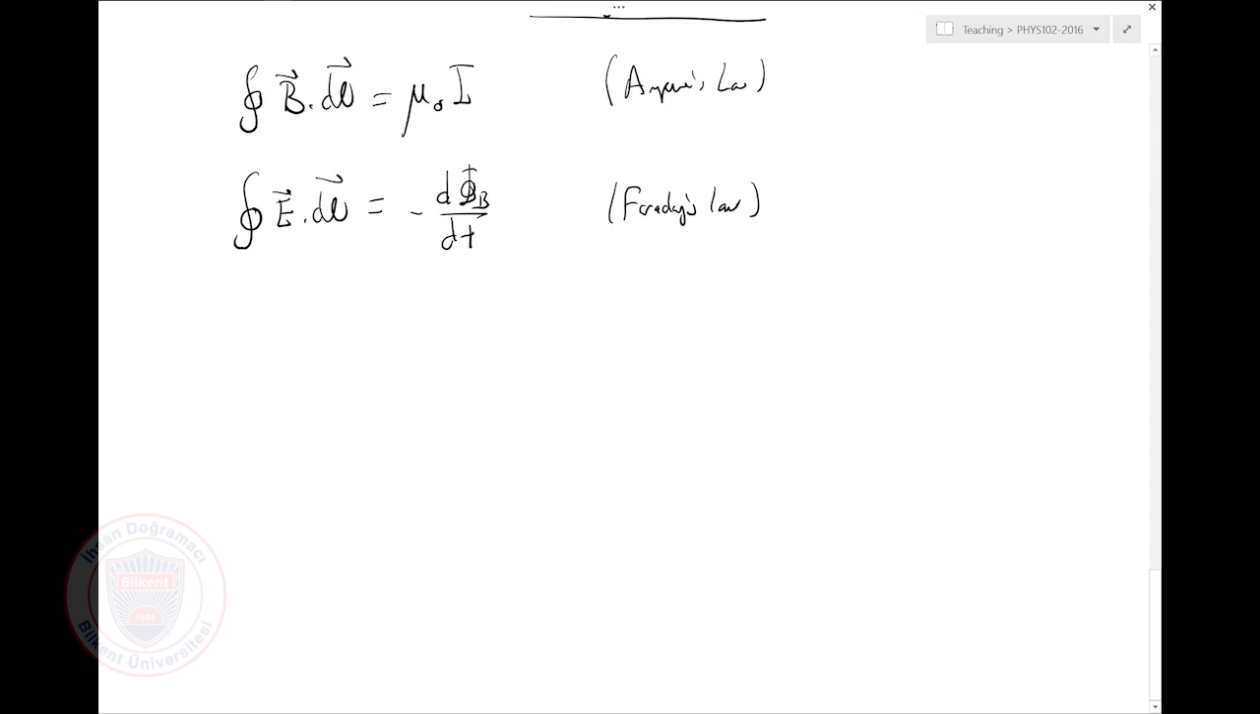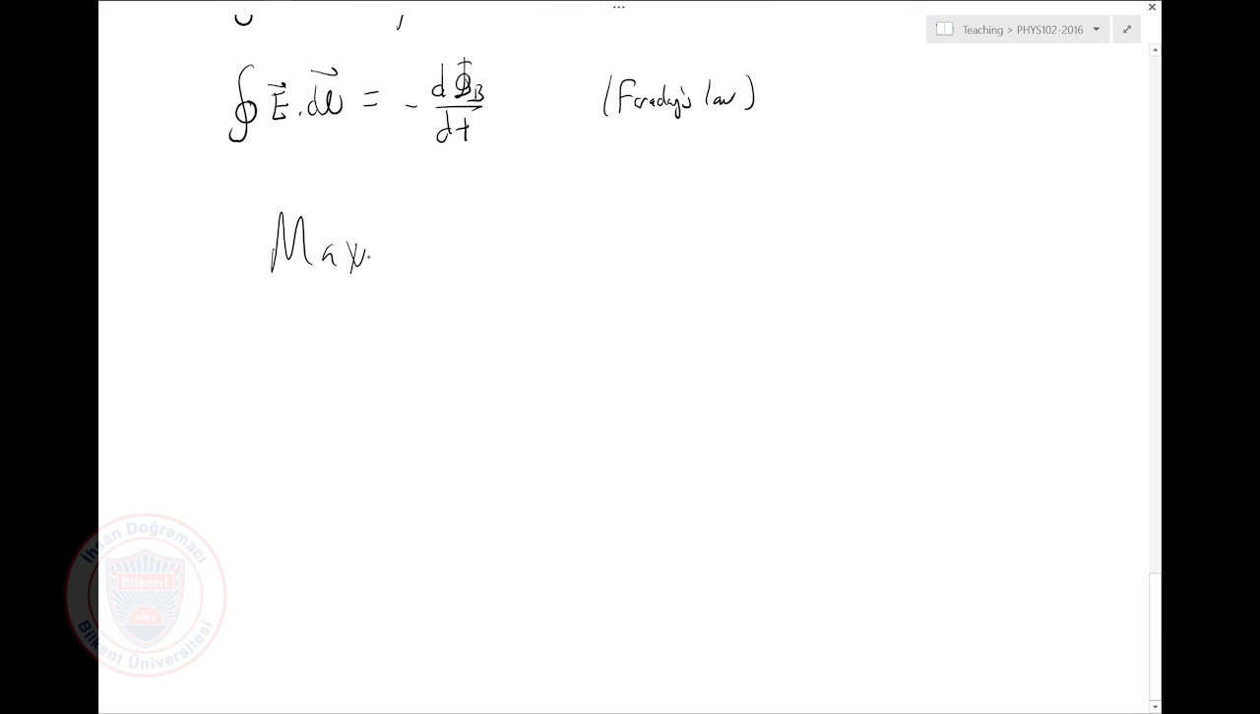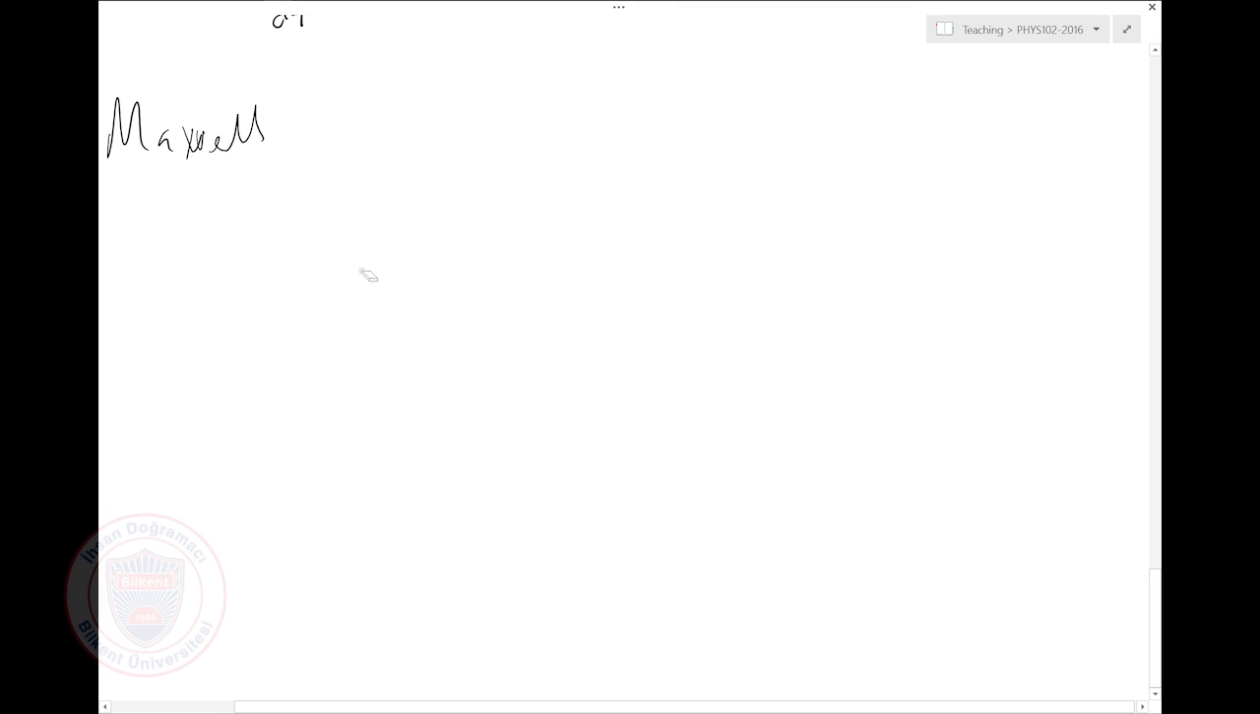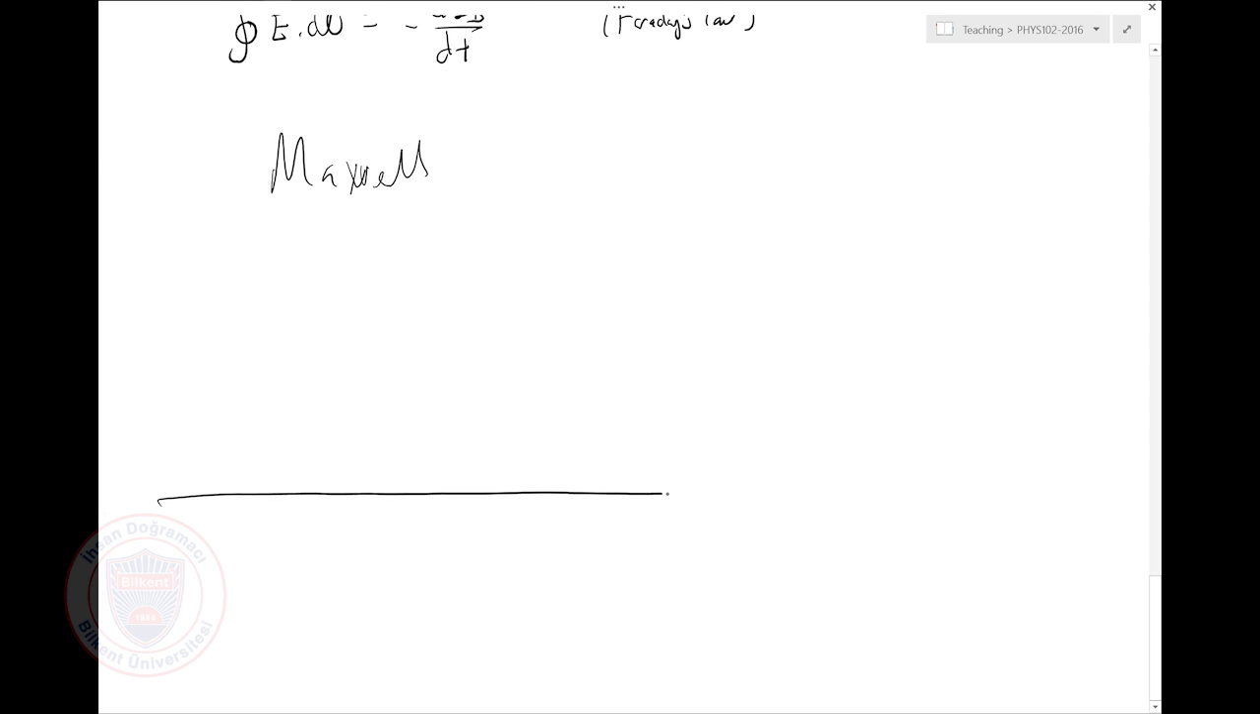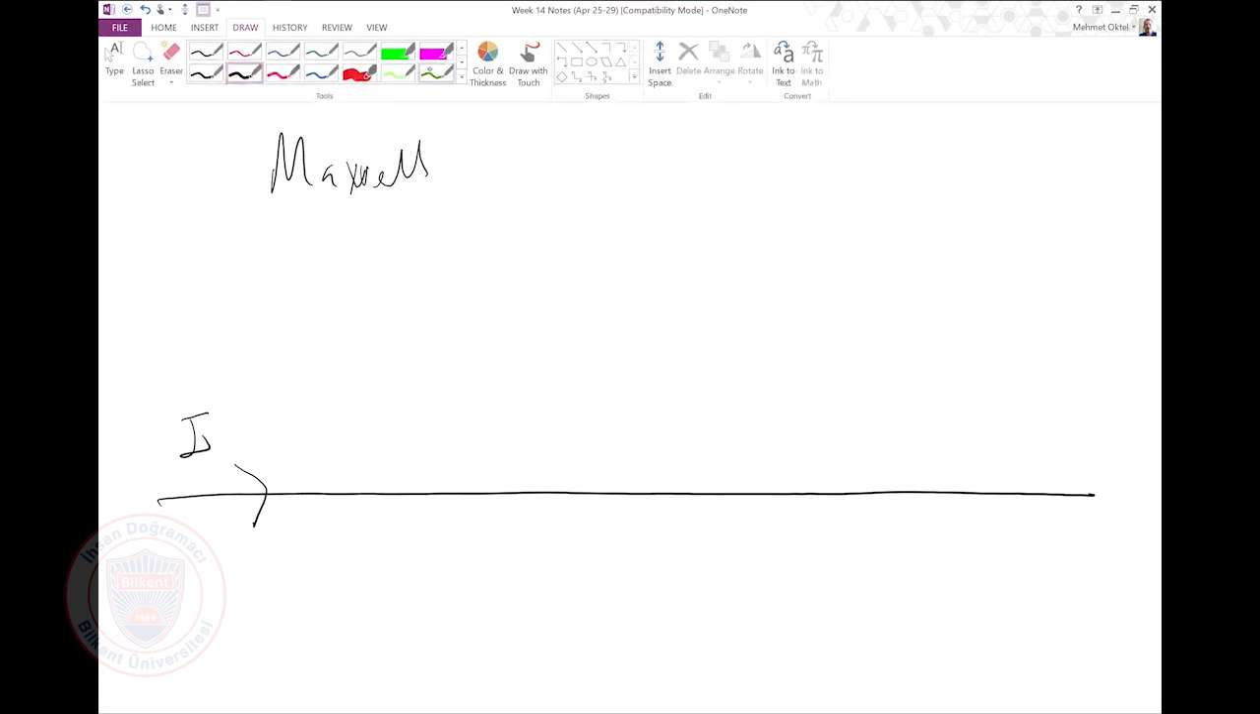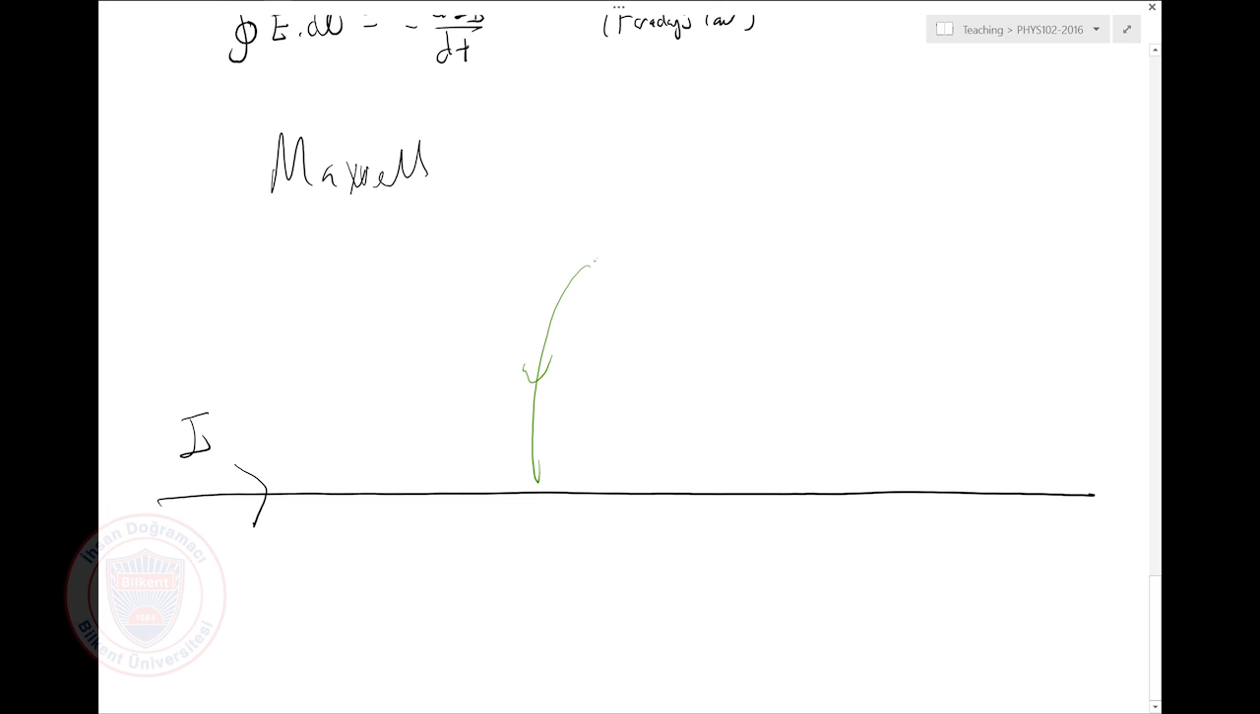Here is what Maxwell said. He said, if I take a wire that's running some current I, and if I take an ampere loop around it, I know that B dot dl is going to be mu0 times I at each moment. But what about the following scenario?